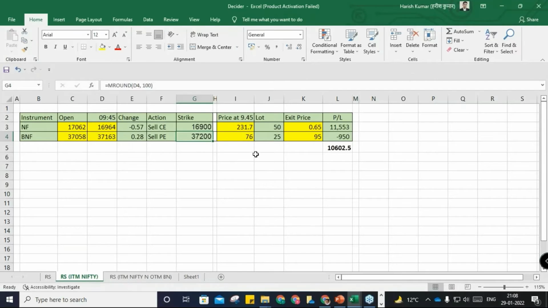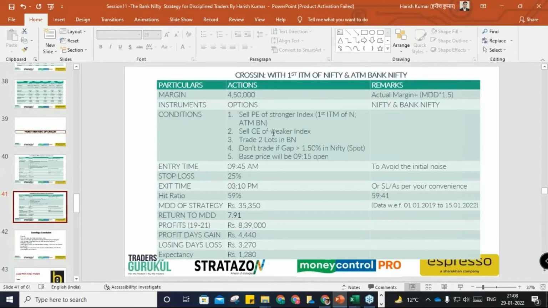Yeah, this is it. And we will sell call option of weaker index. We will just trade 2 lots in Bank Nifty. We will not trade when the gap is more than 1.5% in Nifty spot. Base price will be same, 915. Entry time is 9:45. Stop loss is 25%. Exit time is same. Hit ratio is 59% when we were having 55% in our crossing strategy.